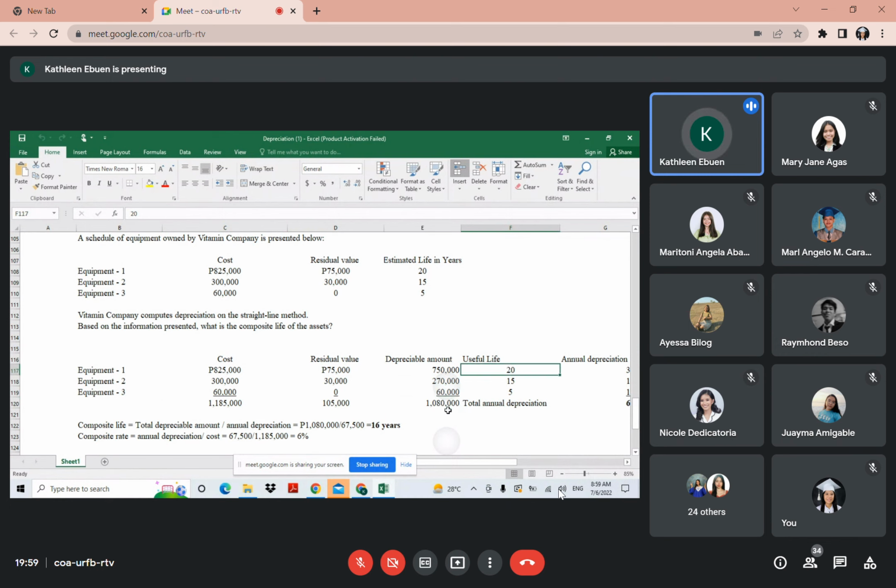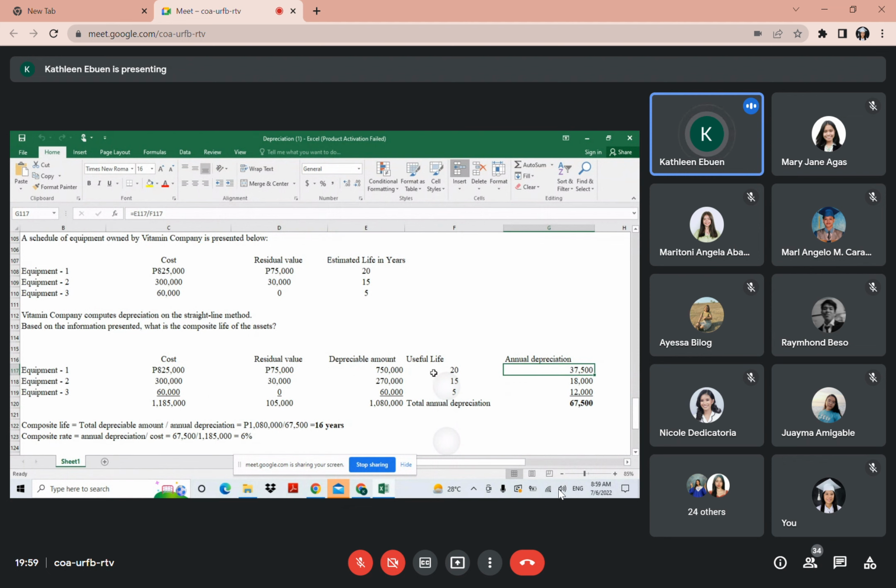So, si annual depreciation is gagamit lang kayo ng straight line method. So, 750,000 divided by 20, that is 37,500. 270,000 divide by 15, 18,000. 60,000 divided by 5 years, that is 12,000. So, ang total annual depreciation natin is 67,500.